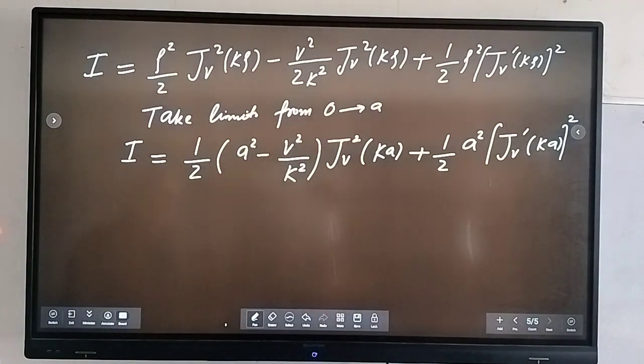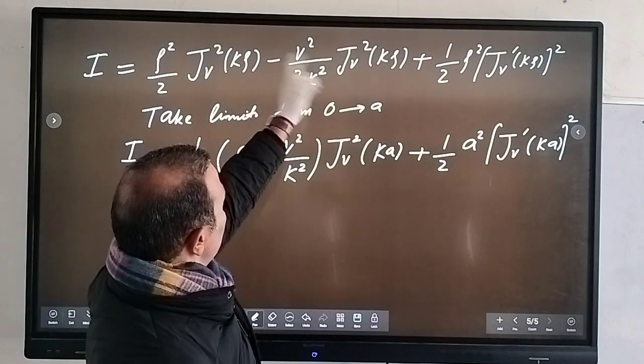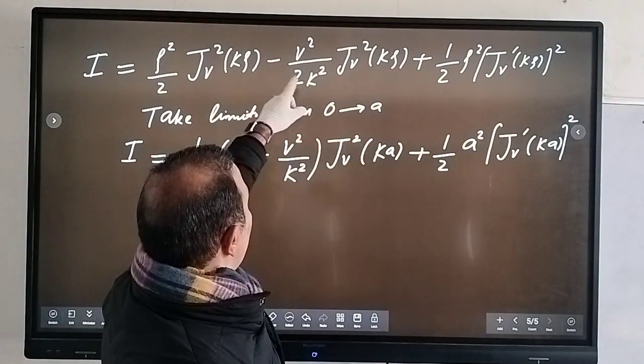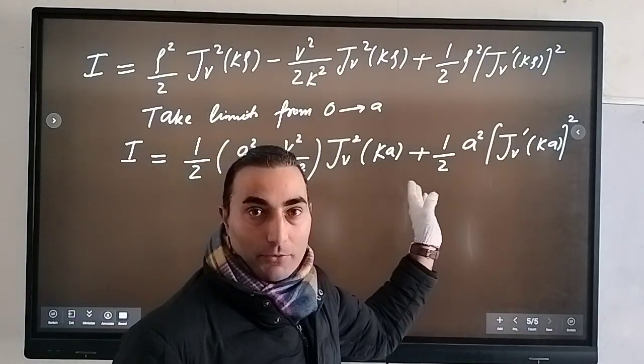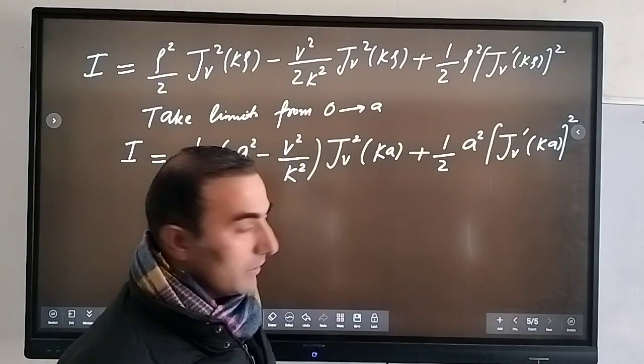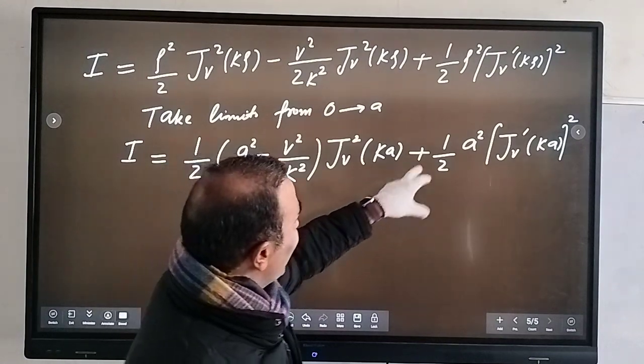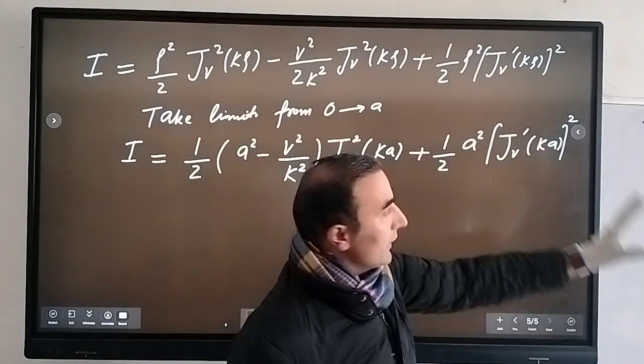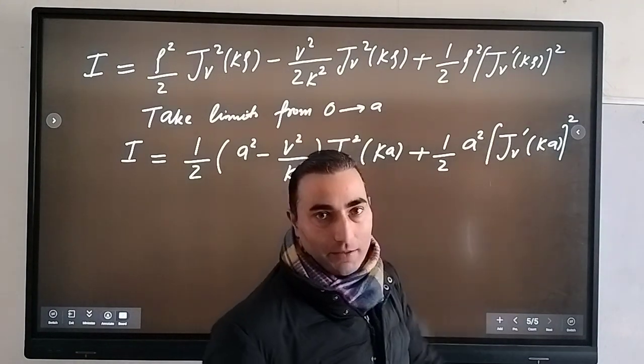Okay, because we can combine this and this term, right? But limits are from 0 to a, so this will be rho square minus v square by 2, but give the limits from 0 to a, this will be a square minus v square by k square, and second term will be 1 by 2, because the lower limit is 0, so that will be 0, right? And this will be 1 by 2 a square this one, right? Okay.